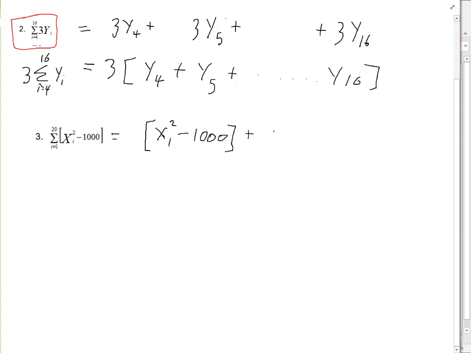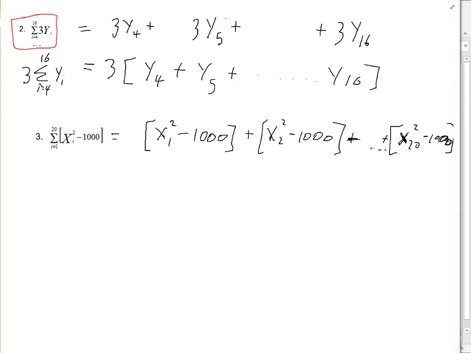Then you're going to go to x2. You're going to square x2, take away 1,000, and then you're going to go on to x3, x4, x5, x6. Keep on going until you eventually come to x20. You're going to square that and take away 1,000. It should say 1,000, but it's my own style of 1,000.